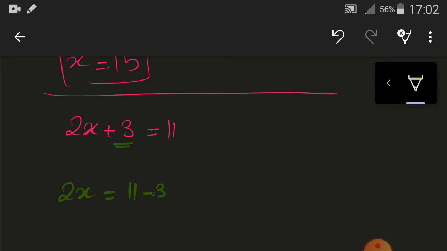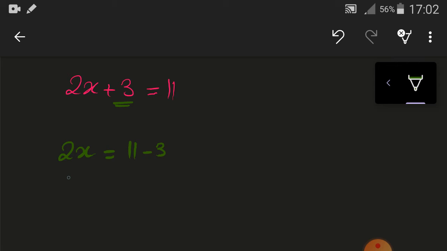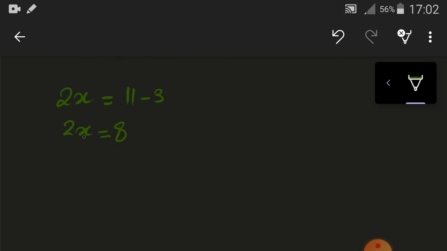Positive 3 will be here, negative 3. Then get the result. It will be 2x equals 8. Now it's easier, as you know, because 2x equals 8. Now you can divide by 2 on both sides, so it will be 8 over 2. So x equals 4.